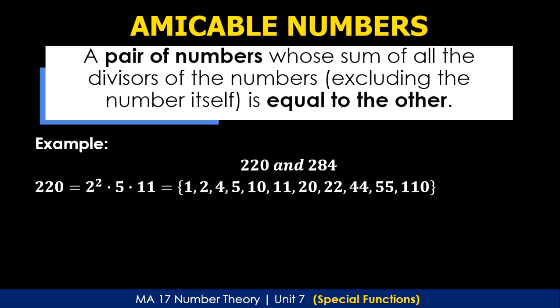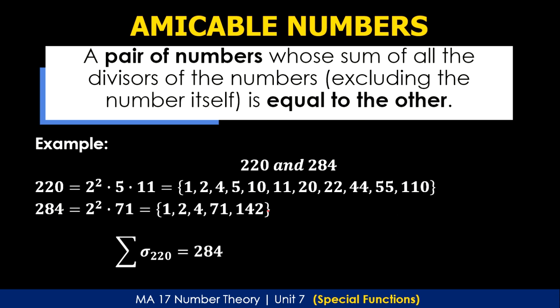Again, except for the number itself. And then we have 284. It can be expressed as 2 raised to 2 times 71. The positive divisors except 284 are 1, 2, 4, 71, and 142. If we add this, and we add this also, for 220 the sum of that is 284, and for 284 the sum of that is 220.